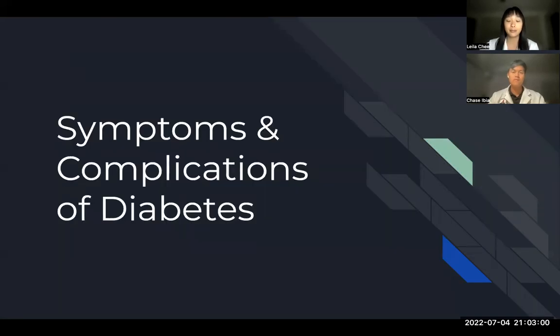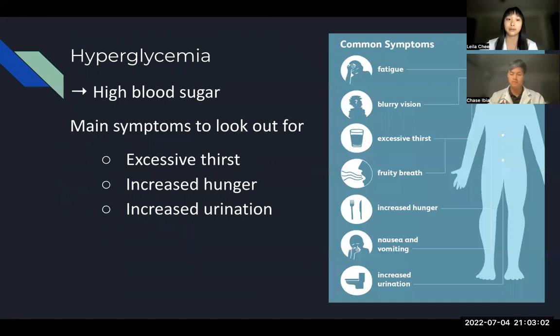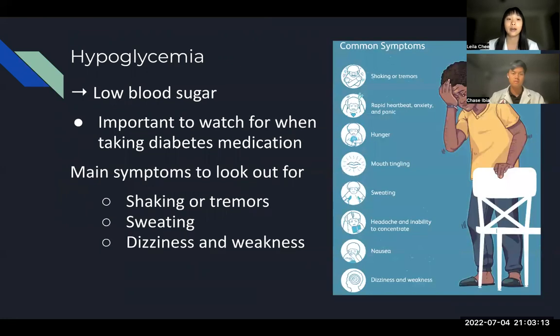Some symptoms and complications of diabetes include hyperglycemia, which is high blood sugar, and the main symptoms to look out for are excessive thirst, hunger, and urination. On the other hand, there's hypoglycemia, which is low blood sugar, and this is important to look out for when taking diabetes medications. For this one, the main symptoms to look out for include shakiness, tremors, sweating, dizziness, or weakness.